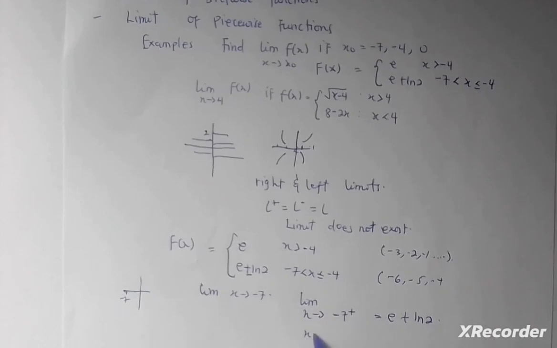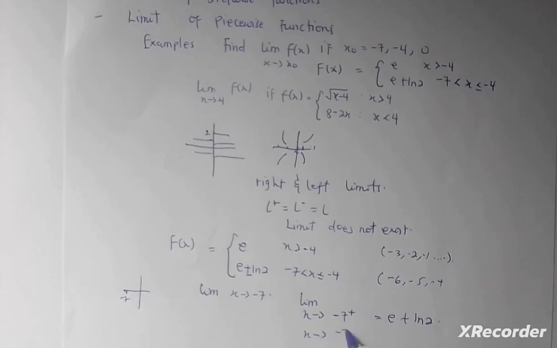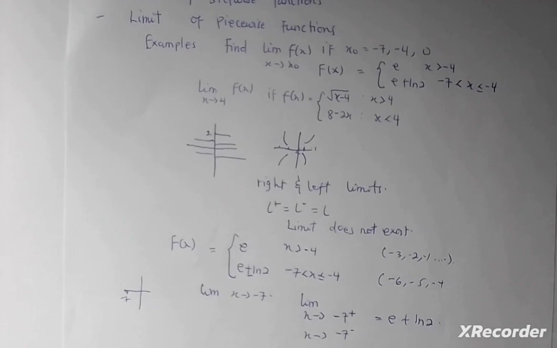Then I move ahead to find the limit at negative 7 as you approach it from the left side. Now, from the left side, you realize that we are going to have bigger values. That is, any number less than negative 7. So you're going to have negative 8 or negative 9, those values.